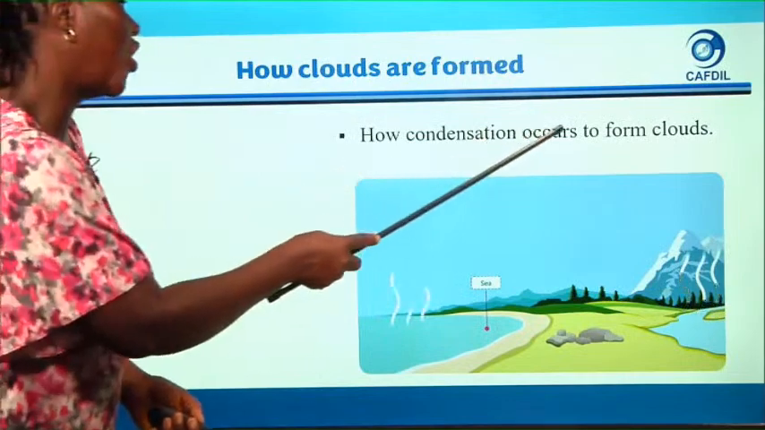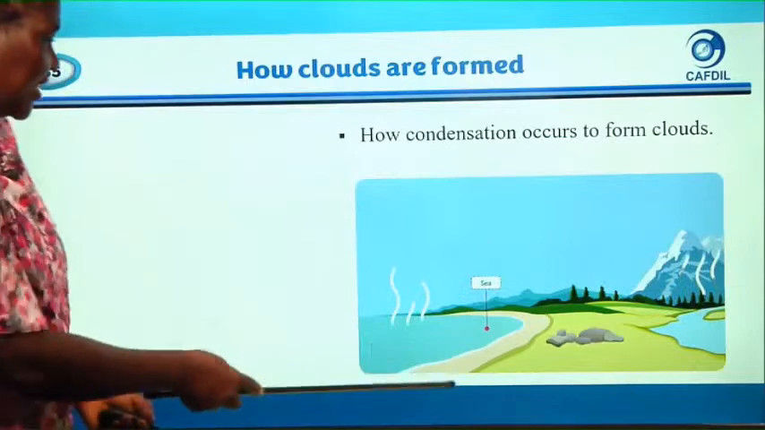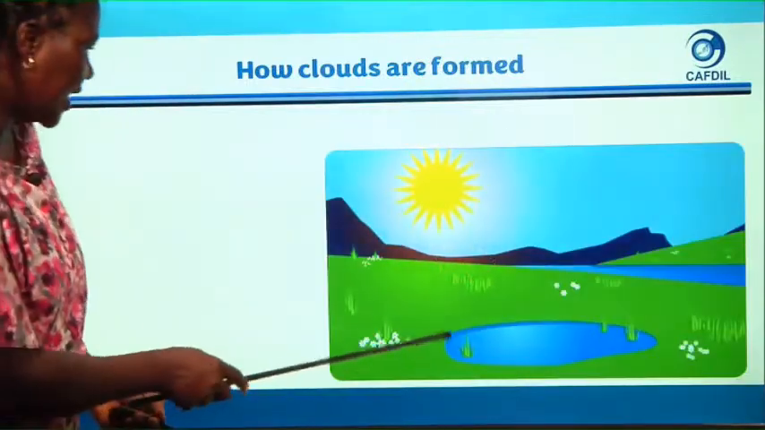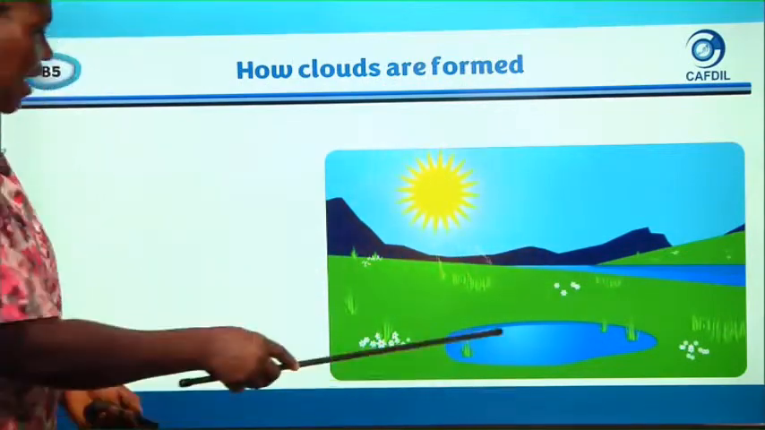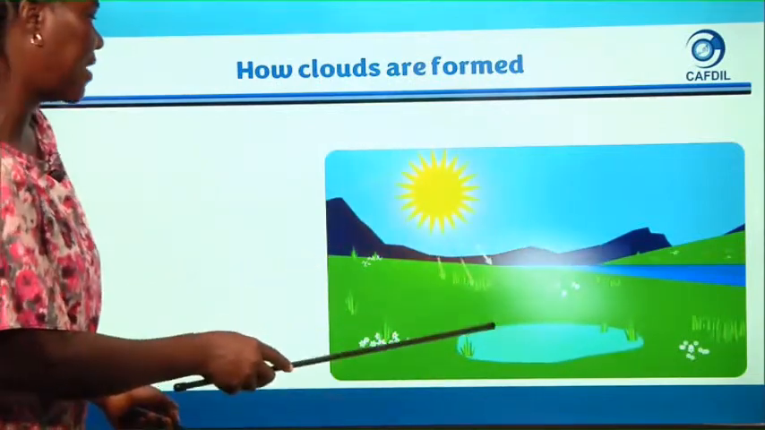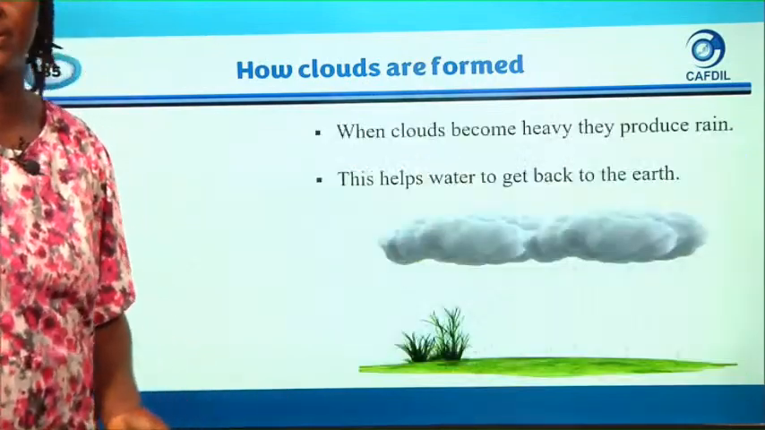So how does condensation occur to form clouds? Let's look at it. This is sea water. And this is a pond. When the energy from the sun shines on it, it evaporates.